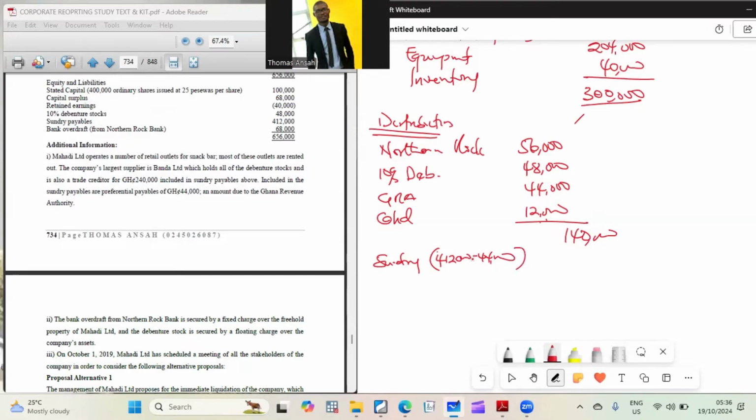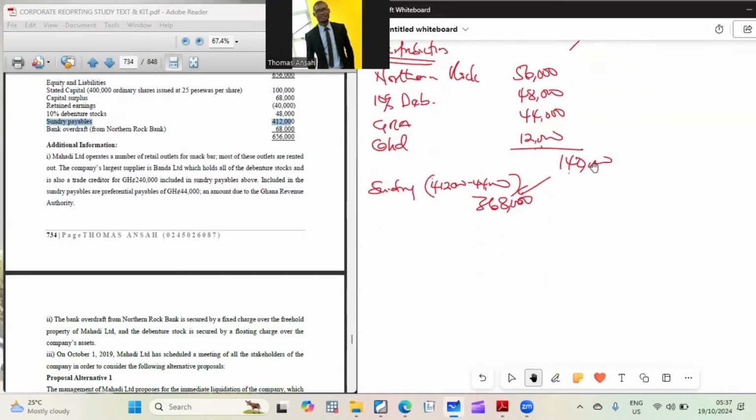It can't be 196. The sundry is 412, and inside it is the GRA 44,000. So how much is left for the sundry? 368,000. So it means that we cannot pay even all our sundry payables. So what is the percentage we can pay? Do 140 over 368. That gives you the percentage we can pay. Then the analysis, therefore, is that these people have been paid.